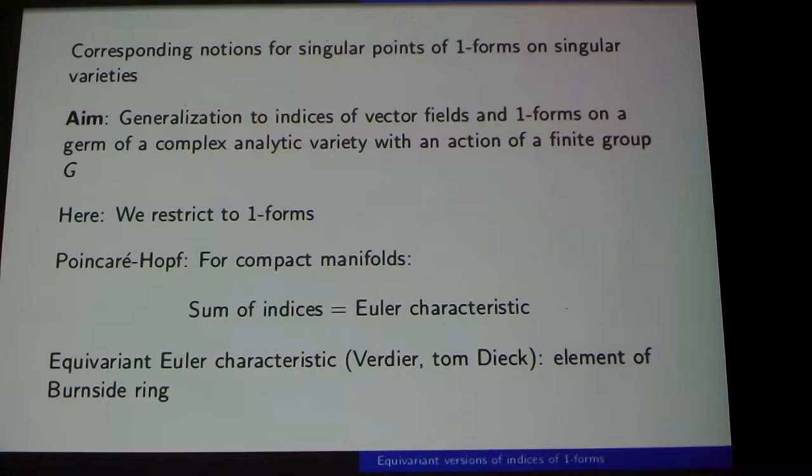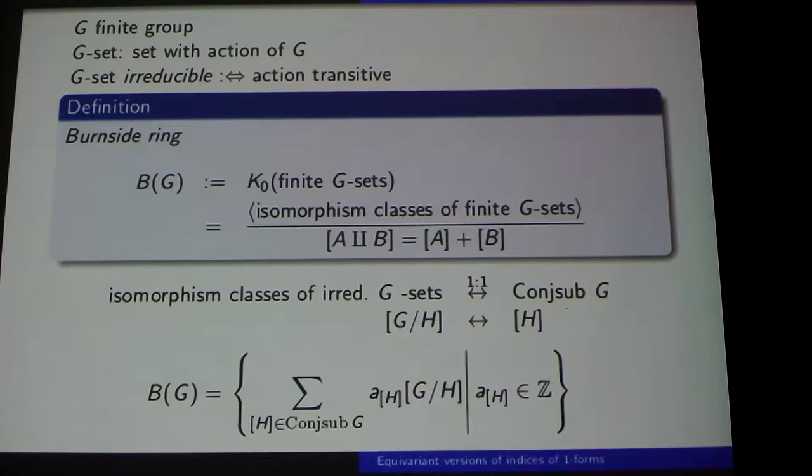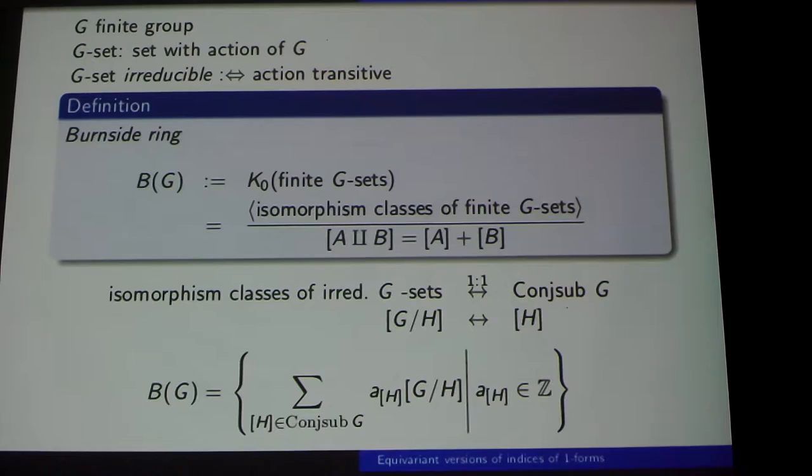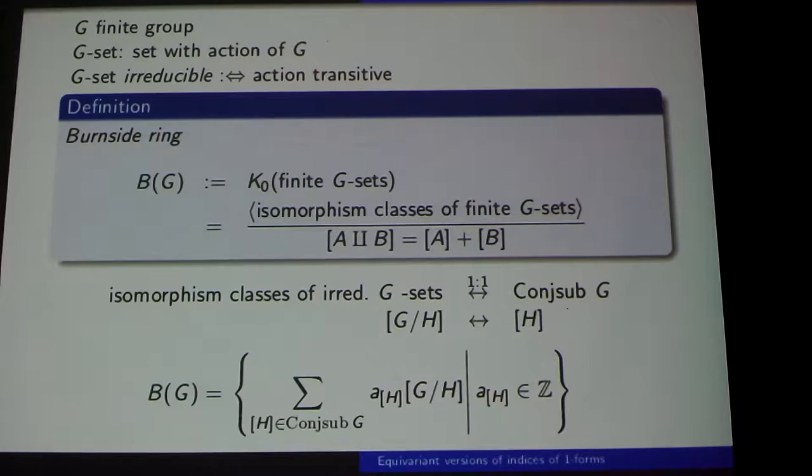So first I have to introduce the Burnside ring. What is the Burnside ring? We start with a finite group G, and a G-set is a set with an action of this group G. We call this G-set irreducible if the action is transitive. And then the Burnside ring is defined as the Grothendieck group of finite G-sets. This is the Abelian group generated by the isomorphism classes of finite G-sets modulo the relation that the class of the disjoint union of A and B is equal to the sum of the classes of A and B.